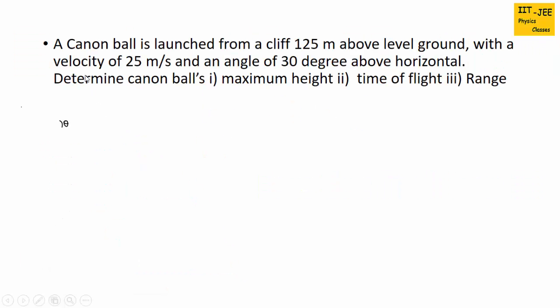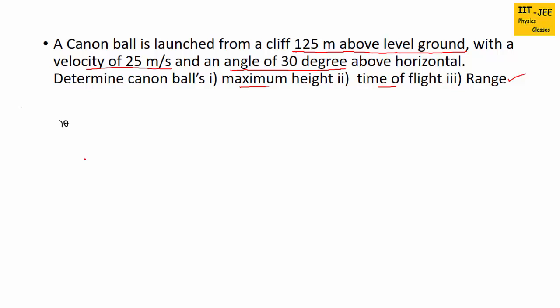Here is the problem. A cannonball is launched from a cliff 125 meters above level ground with a velocity of 25 meters per second at an angle of 30 degrees above horizontal. We have to determine the cannonball's maximum height, time of flight and the range.